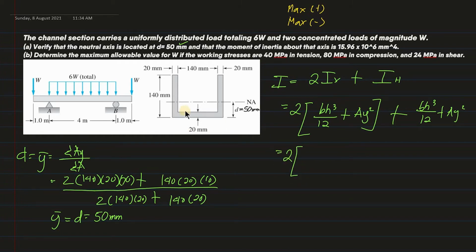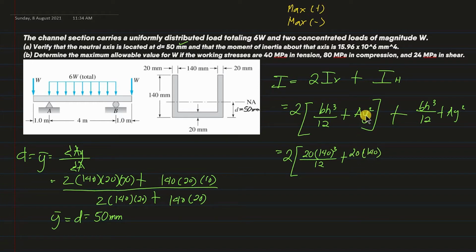So, we have our base. Our base dito sa ating vertical, di ba? Sa vertical parts na to is, that's 20 mm, times the height. What's this whole height? That's 140, cube, divided by 12. Plus, dito naman tayo sa A y squared niya. What is the area of this figure? That's 20 times 140.